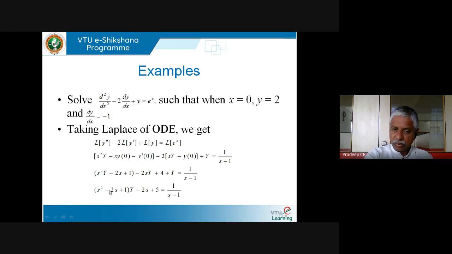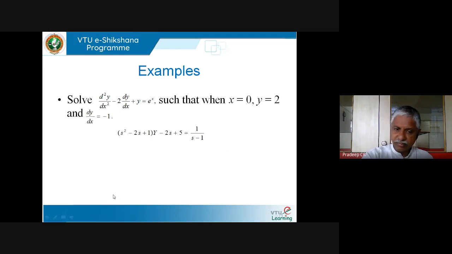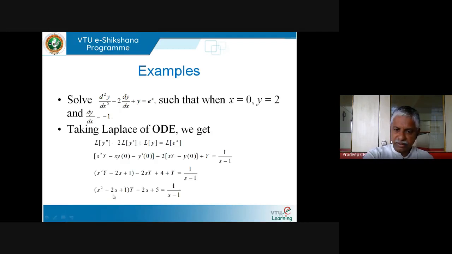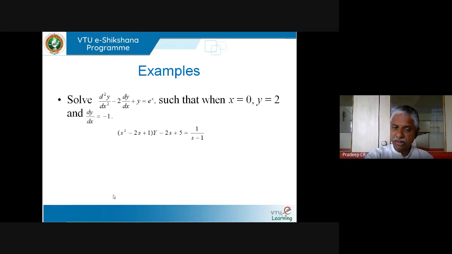Now observe, this is what I have written there. S square minus 2s plus 1 times y minus 2s plus 5 is equal to 1 by s minus 1. That's what I have written here. In this, I see that s square minus 2s plus 1 I can write as s minus 1 whole square.